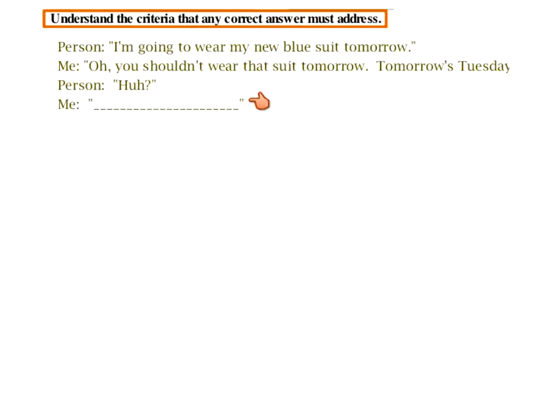Okay, so what do you guys have in the chat box? Yeah, it's gotta have to do with wearing a suit, maybe blue suit in general, but maybe just suits. And it has to do with Tuesday. So notice what would not be an appropriate answer here. Notice what would absolutely and immediately not be an appropriate answer.